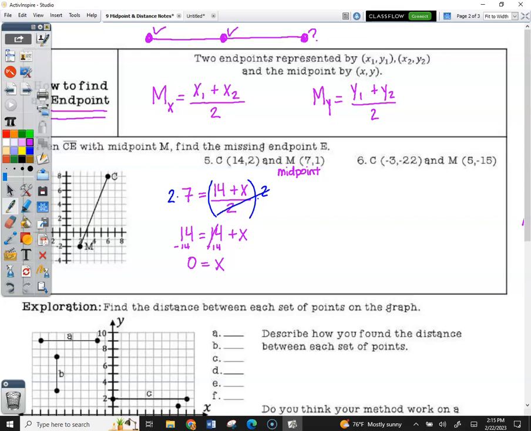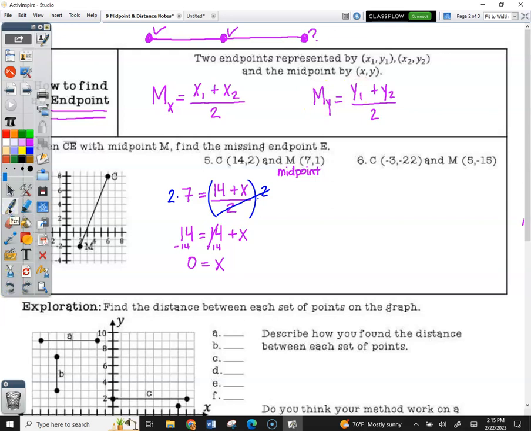All right, now we're going to repeat with the y-coordinate. So look at the numbers. What's the y-coordinate of the midpoint? 1. What's the y-coordinate of the endpoint? 2. So over here, I know the y-coordinate of the midpoint, and I know one of the endpoints. We got 1 and 2, right?